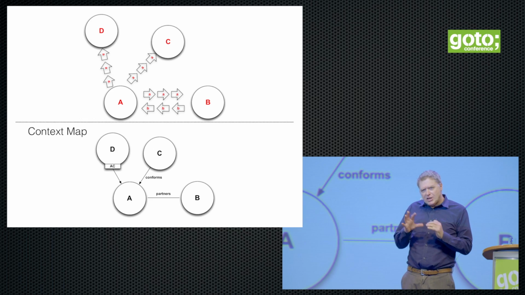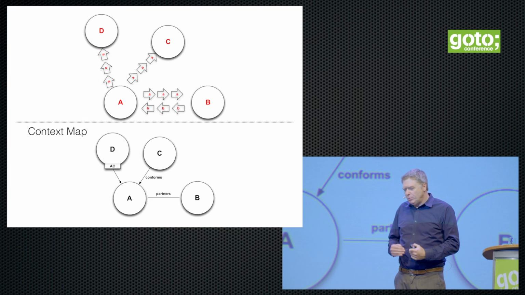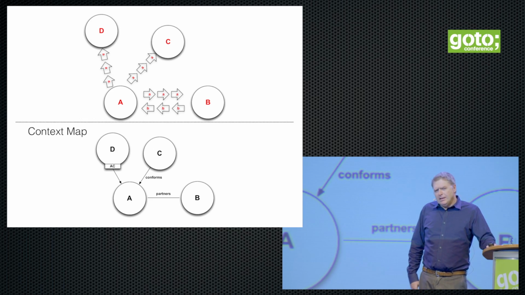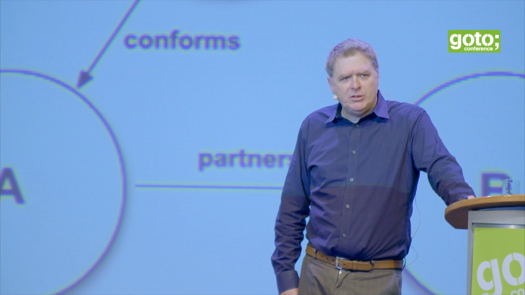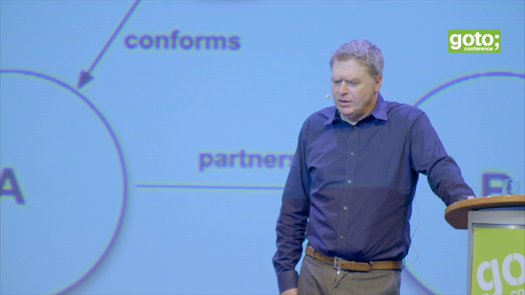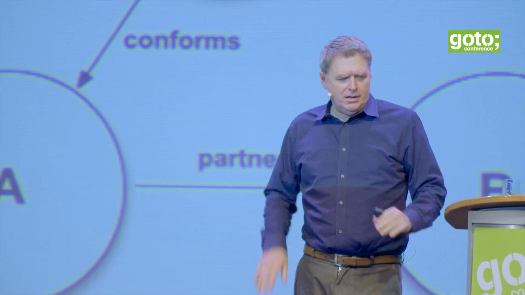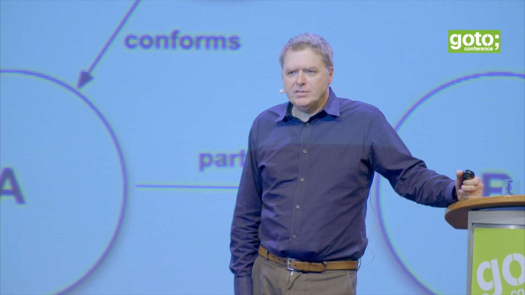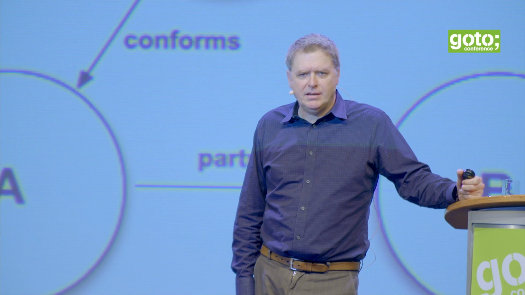We need to change the language. So we're going to put a significant translation in place. Now, there is a significant translation between A and B, but it's one that's managed between the two, and the two are coordinating their development. But D is not. They simply are consuming the A messages as they come. So we call this an anti-corruption layer.